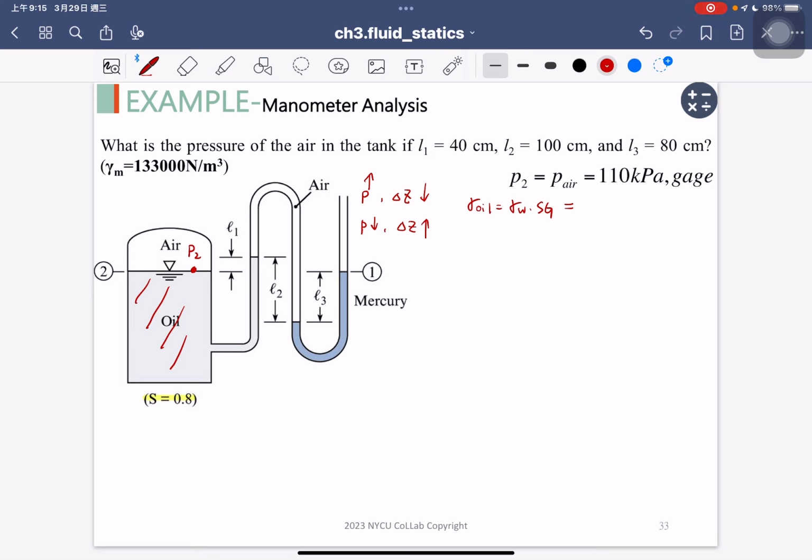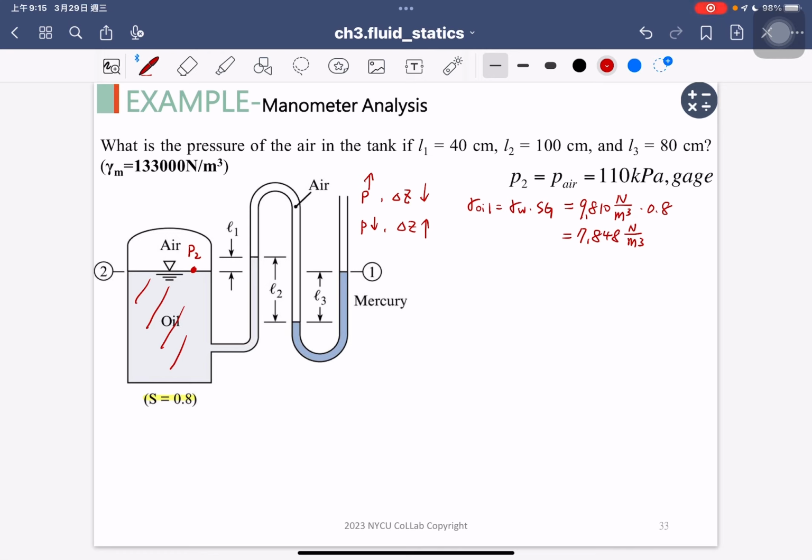So we actually know how to compute the oil specific weight. This is under room condition, so we know gamma W is 9,810 newtons per meter cubed, multiplied by Sg of 0.8. We can convert by these values, so gamma oil is equal to 7,848 newtons per meter cubed.